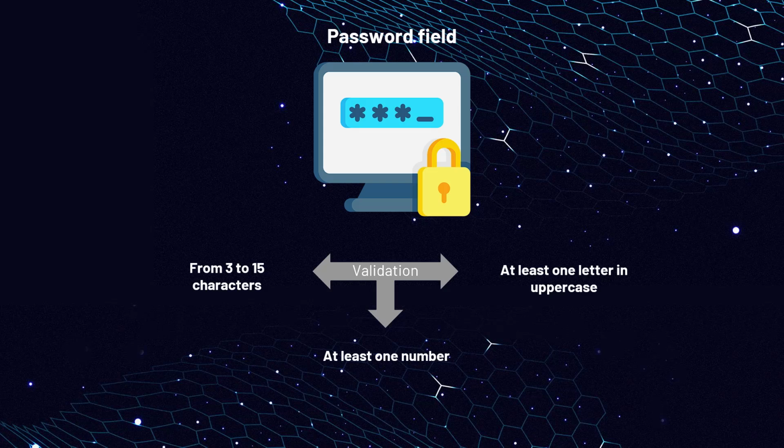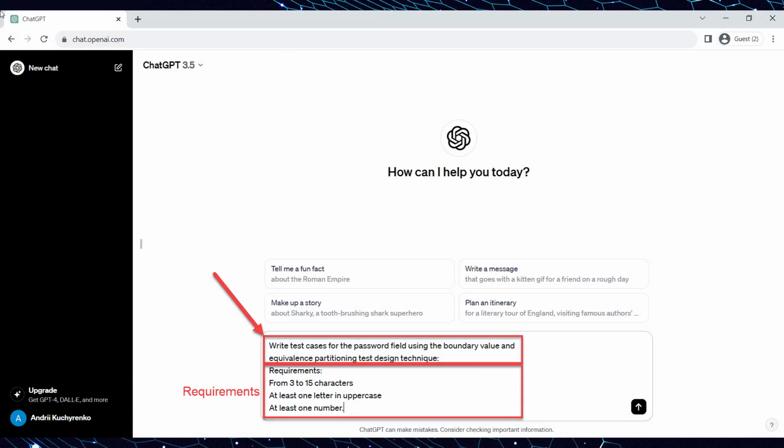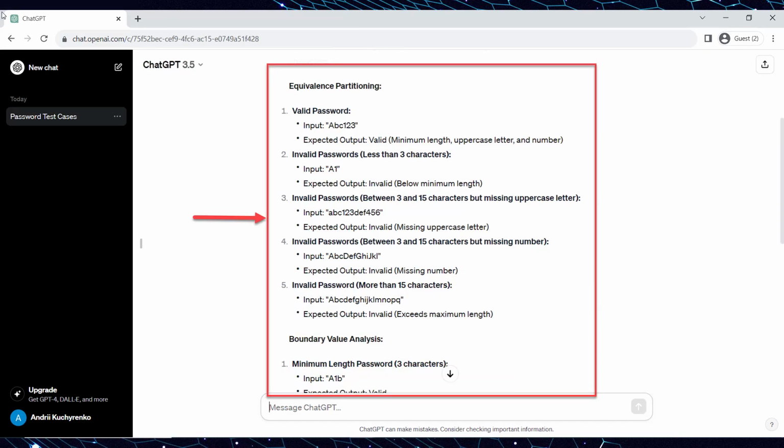To test the password field of the login form, the QA engineer decides to ask ChatGPT to assist with writing the test cases using the boundary value and equivalence partitioning test design techniques. For this reason, the tester navigates to ChatGPT and inputs the prompt: write test cases for the password field using the boundary value and equivalence partitioning test design technique. Also, the QA engineer adds requirements below the prompt, such as from 3 to 15 characters, at least 1 letter uppercase, at least 1 number. And ChatGPT responds providing a list of corresponding test cases based on the requirements.